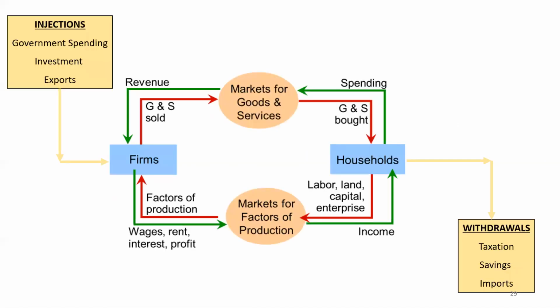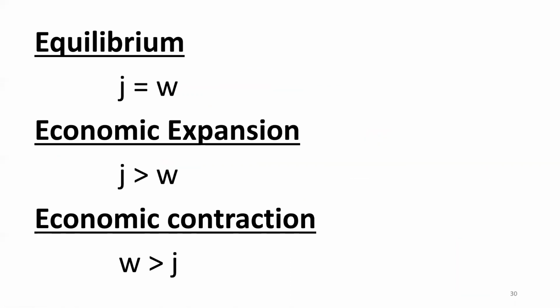So if we go back to the circular flow with all that in mind, we can update our diagram to show injections into the circular flow and withdrawals out of the circular flow. This diagram here shows households and firms, the two flows, the monetary flow and the physical flow, and it shows injections and withdrawals. When injections equal withdrawals, the economy is in equilibrium. If injections exceed withdrawals, there's an expansion, and if withdrawals exceed injections, then the economy is contracting or getting smaller. Okay, so that's a rough overview of the circular flow and the different components that make it up.